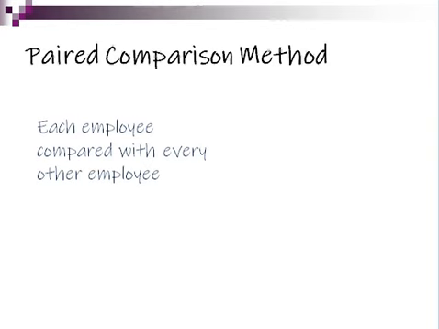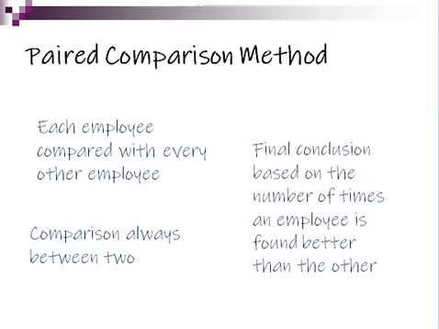Now the thing is that it is a paired comparison method. So the comparison is paired. That means comparison is always between two at one time. That means at one time two employees are compared with each other and it is seen who's better than the other. Right? Now the other thing is that if we are only comparing two employees at a time, then how do we conclude? What is the conclusion? So the final conclusion is based on the number of times an employee is found better than the other employee.